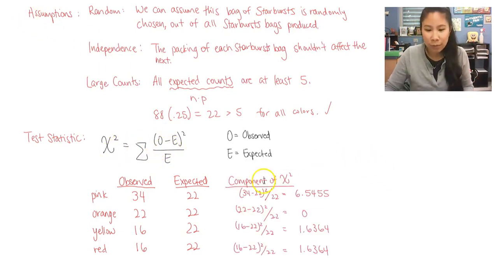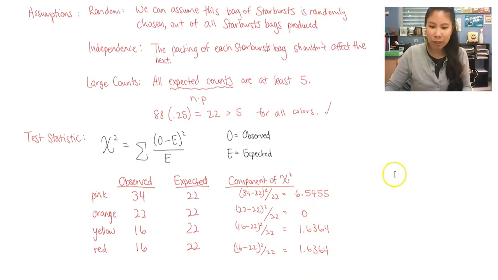Alright, so next what I found was each component of my chi-square statistic. Each component just means I'm plugging each of my observed and expected values into the formula for the chi-square test statistic, because at the end I have to add all of these up. That's what the sigma symbol is for. So you're adding everything up after you've done the O minus E squared divided by E. So these are each of the components that I got.